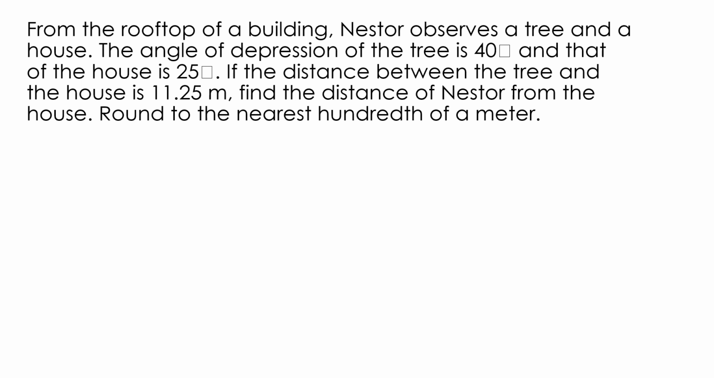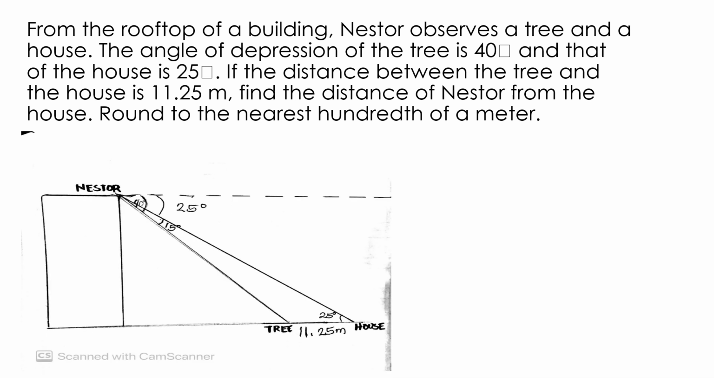The angle of depression of the tree is 40 degrees and that of the house is 25 degrees. If the distance between the tree and the house is 11.25 meters, find the distance of Nestor from the house, rounded to the nearest hundredths of a meter. So that's how you're going to illustrate this one. Here's Nestor, here's the tree, and here's the house.